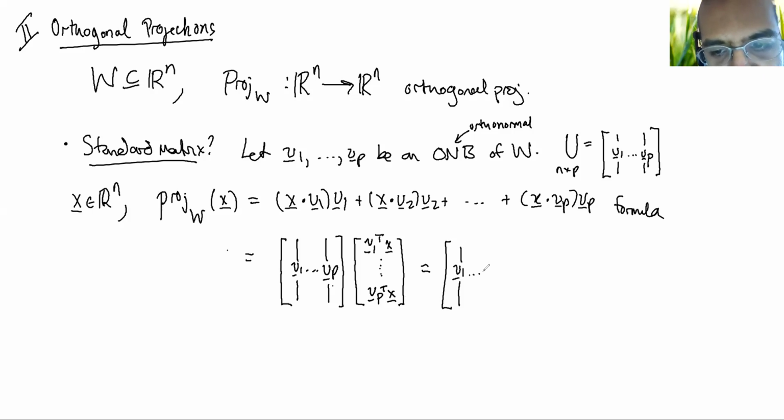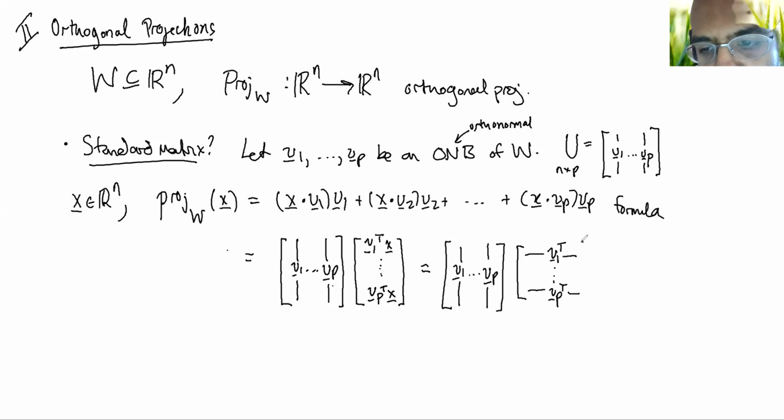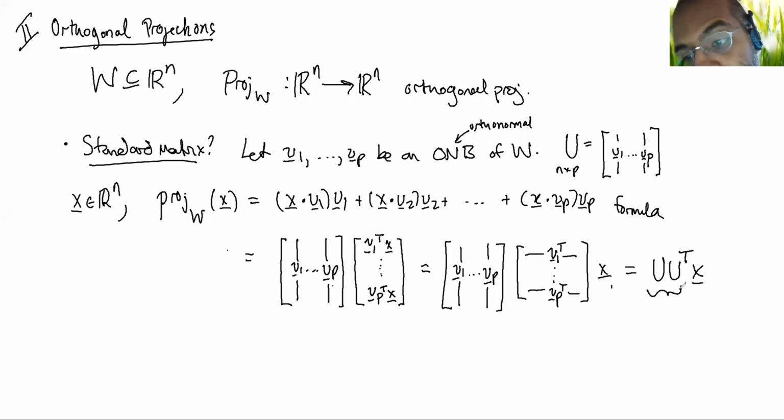this matrix whose columns are the UIs, now times another matrix whose rows are the UI transposes, times the vector x. I mean, let me just write it as x. I don't need to write the coordinates of x. Okay, but that's it. That's the matrix, right? That's UU transpose times x. So the formula actually tells me what the standard matrix is. It must be this, right? Because this is true for every x in Rn.